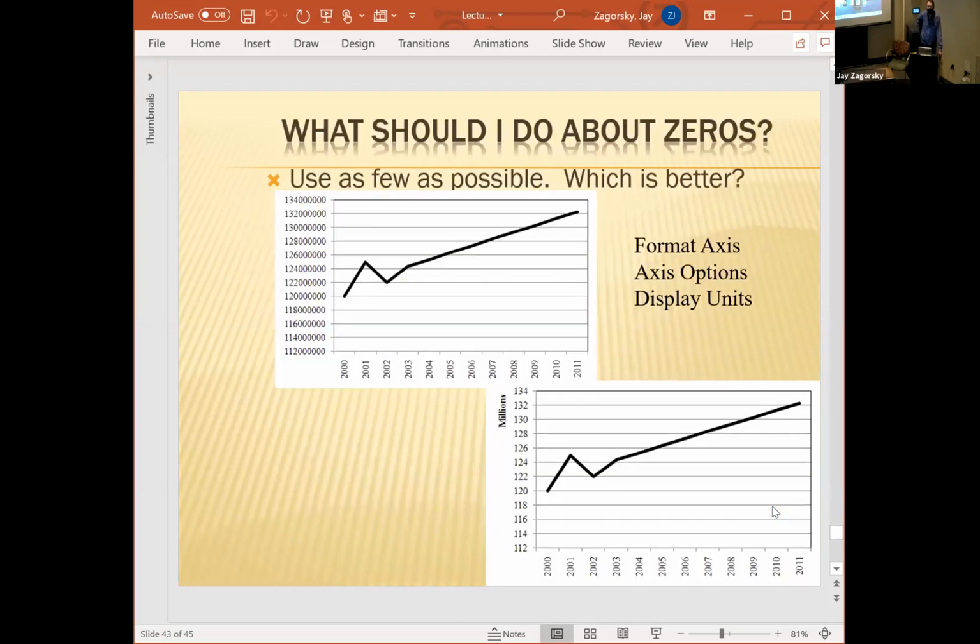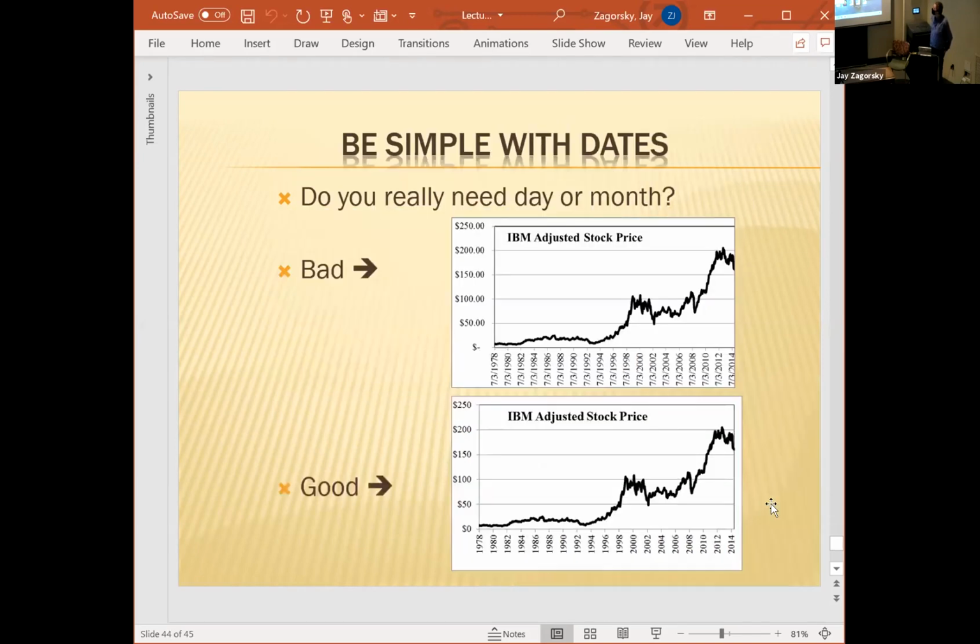What do you do about zeros? Use as few as possible. Under format axis, the display units, you can get rid of zeros. You can turn everything into millions just by clicking a little button in Excel. Makes it simple. Dates. Do you really need day or month? No, just get rid of it.